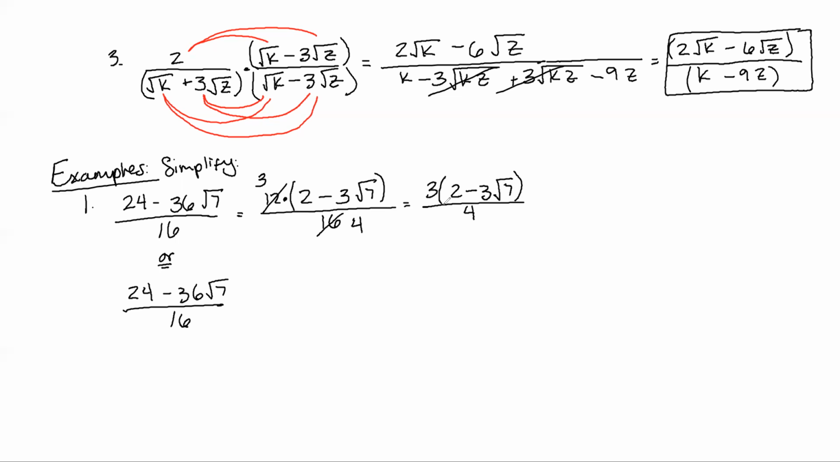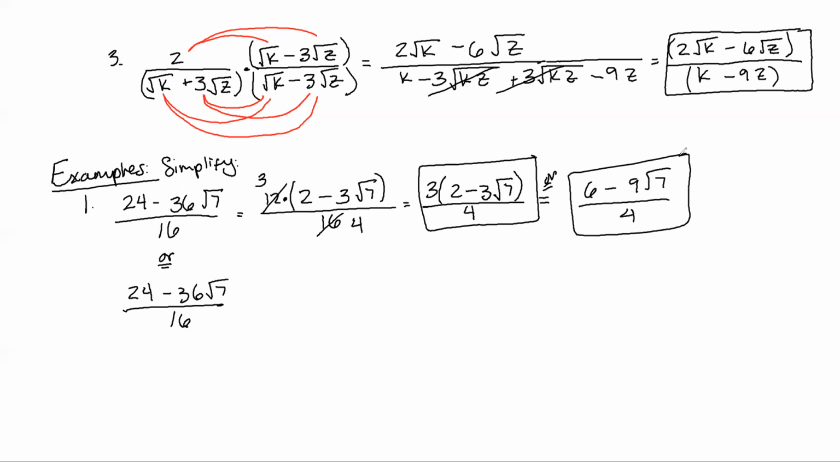Now, MyMathLab should take this as an answer. If you want to distribute this back in, let me box that one. 3 times 2 is 6 minus 3 times 3 is 9 square root of 7 over 4. That is one way of doing this.